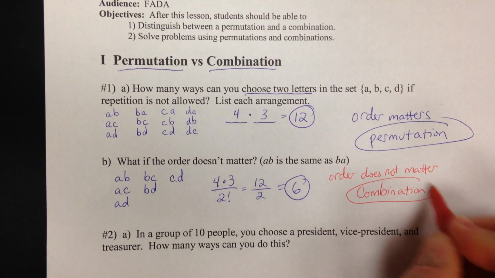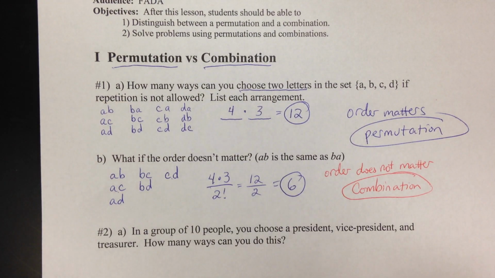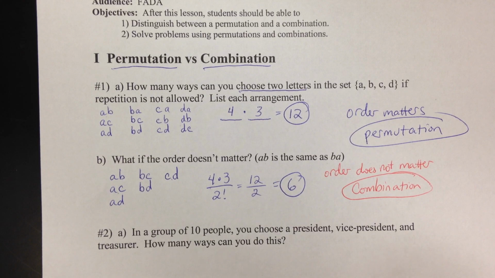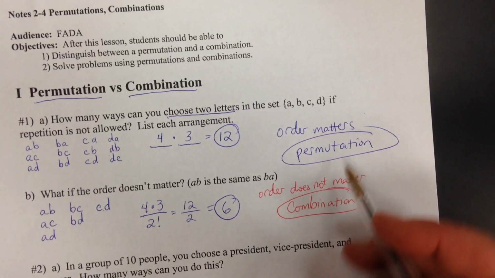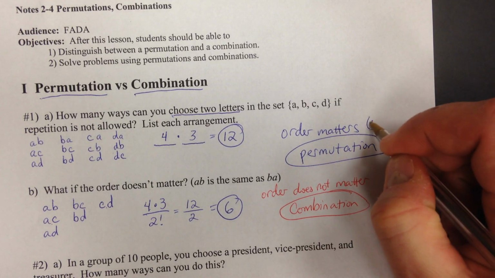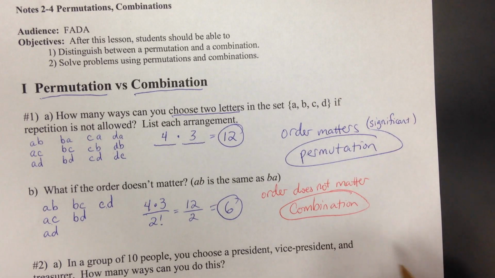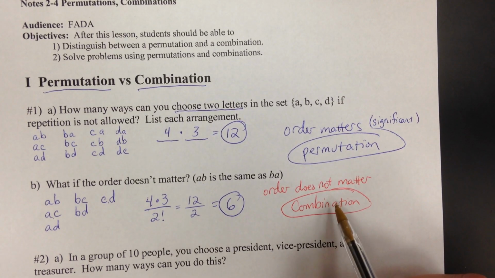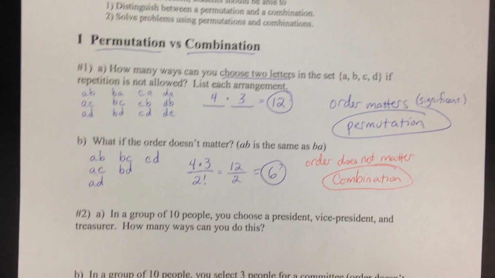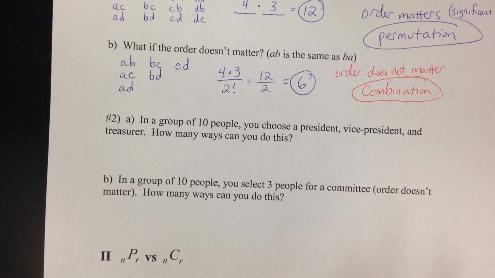So one of the questions that we're going to ask ourselves when we look at the problems, does order matter? Now another way you might hear this, order matters or is significant. It's important. Order does not matter, it is not significant or not important. Okay, so let's look at another example. Let's do number 2.